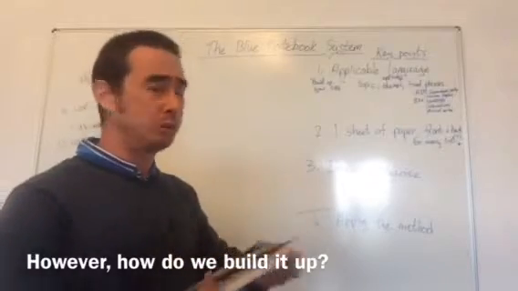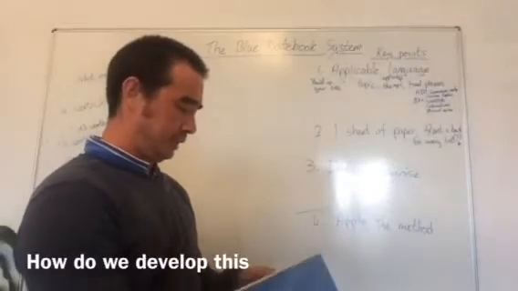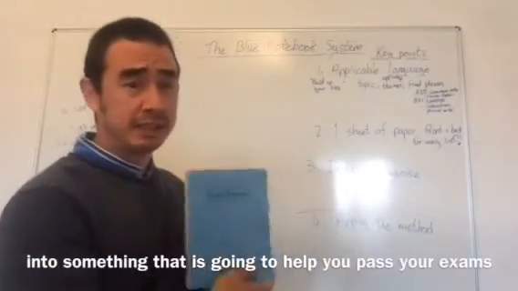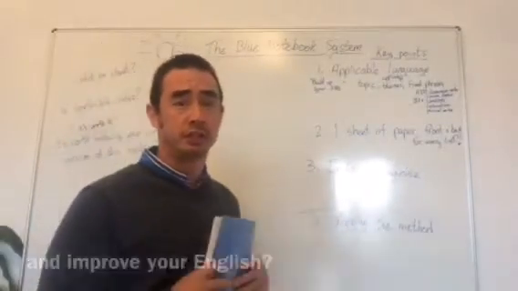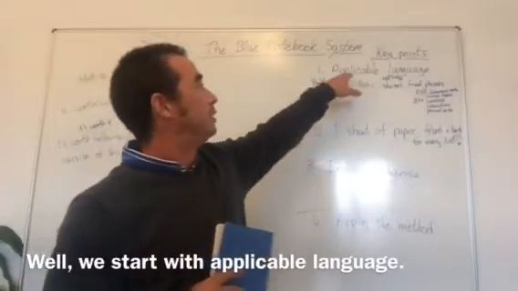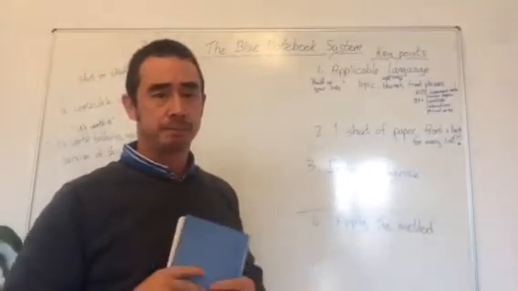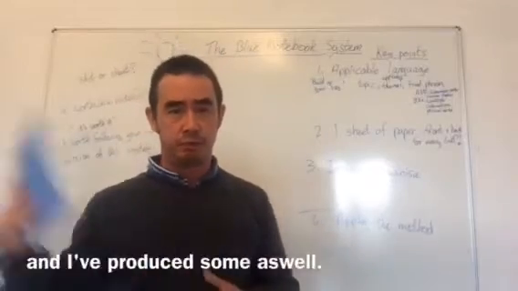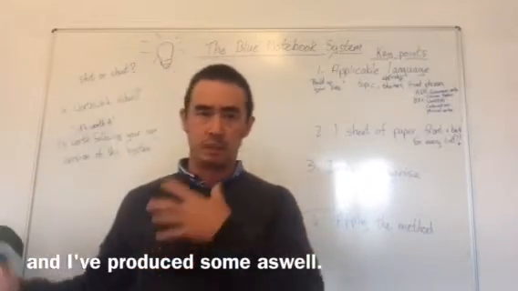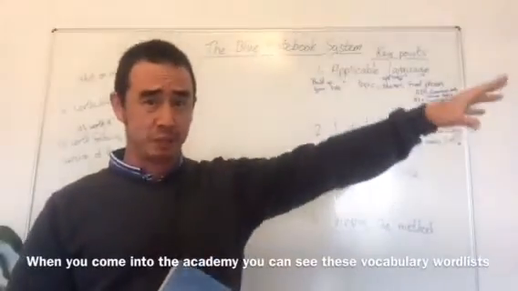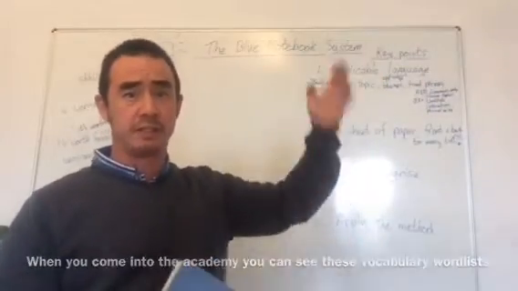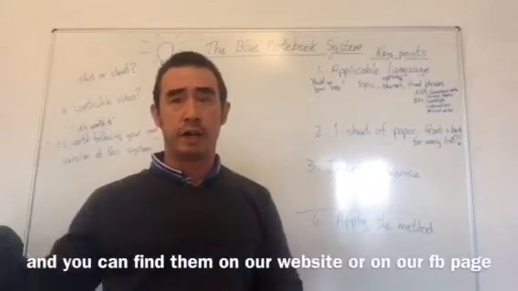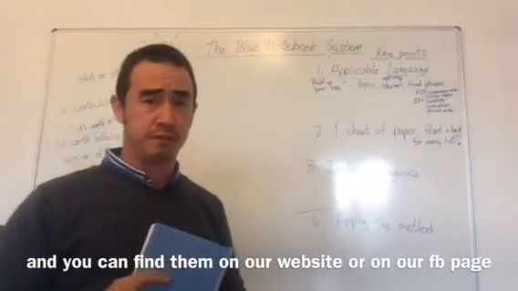However, how do we build it up? How do we develop this into something that's going to help you pass the exams and improve your English? Well, we start with applicable language. So there's lots of infomemes out there, and I've produced some as well. If you come into the academy, you can see these vocabulary word lists. There's over 20 of them now, and you can find them on our website or on our Facebook page.